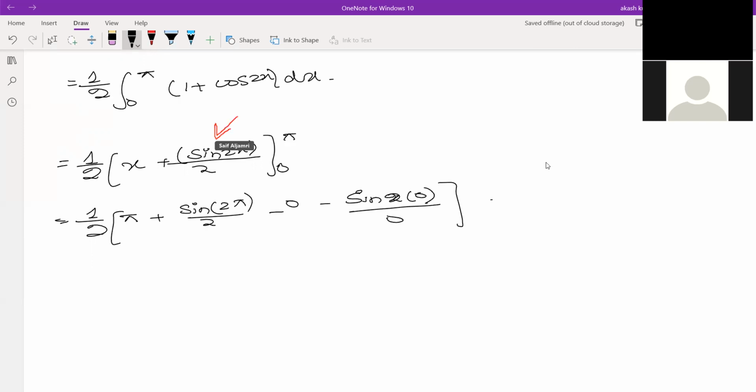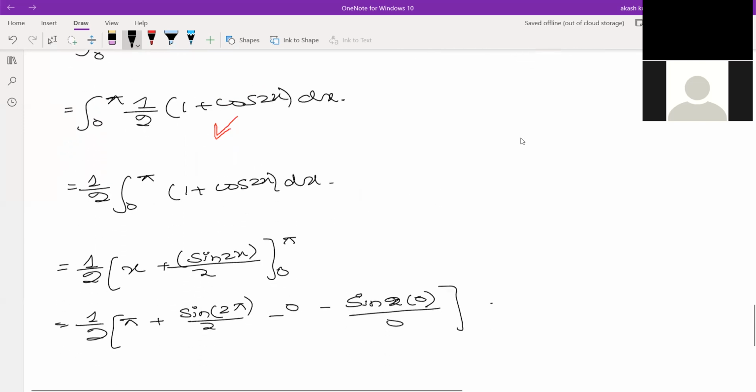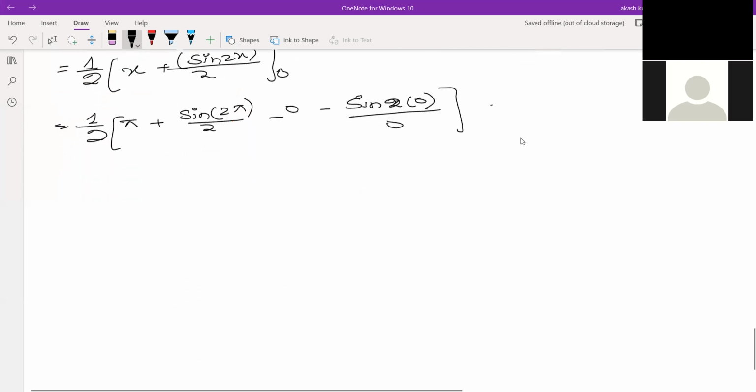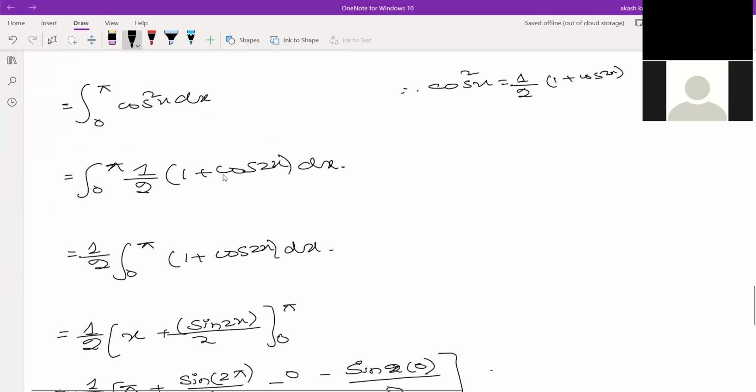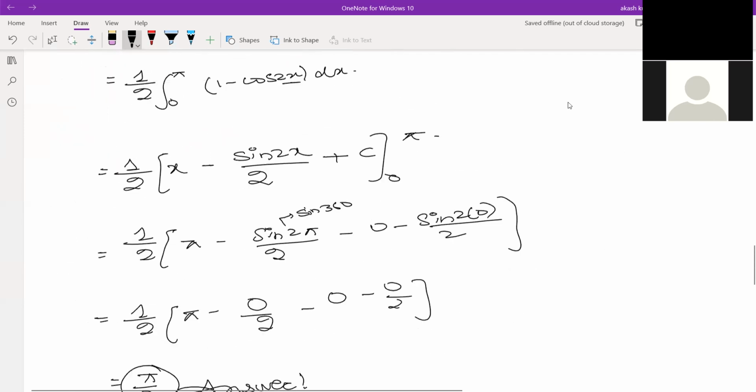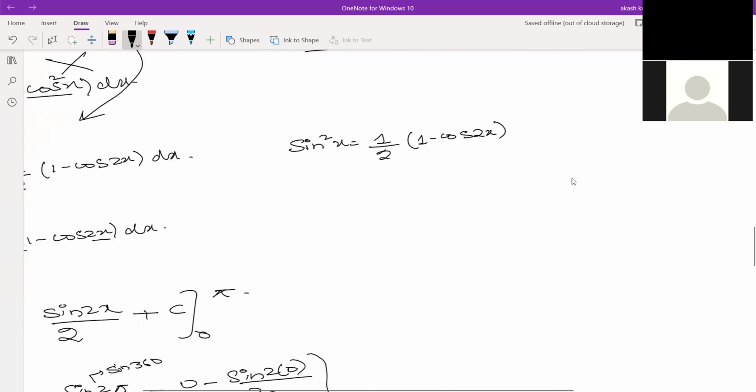This is the derivative of cosine, right? Yes. Okay. The integral of sine 2x was 0. Sine 2 pi was 0 and this was 0. So again, the answer is the same, which is pi by 2. The difference was only a plus and minus sign, because that was the only difference in the identity of sine square x and cos square x.